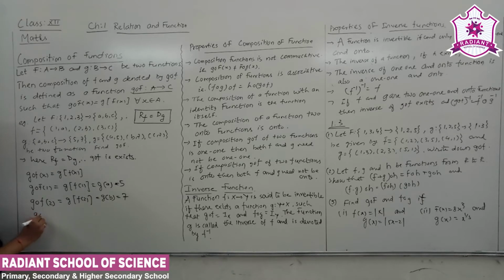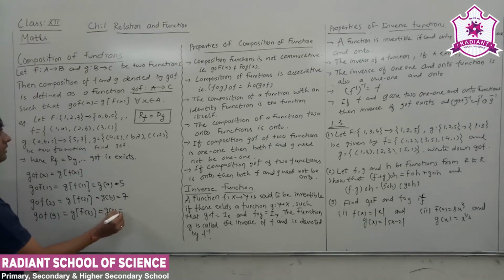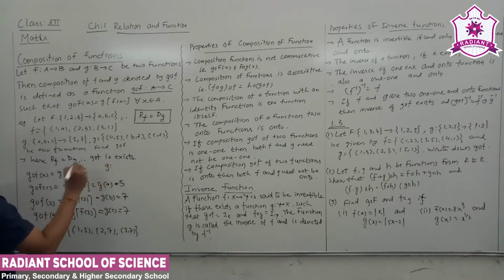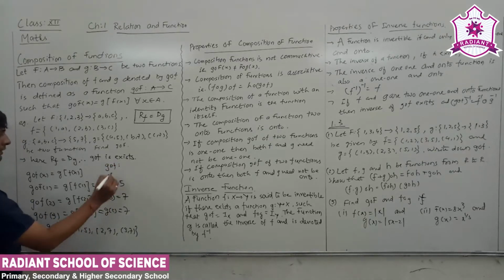Okay, g of f of 3. You have written here g of f of 3. What is the value of f of 3? Inside, f of 3 is equal to c, so g of c. What is it, children? 7. Okay, so you already know g of f is defined. If 1 goes to 5, you get 2 to 7 and also 3 to 7, right? So the simple point, children, is that g of f is defined as follows.